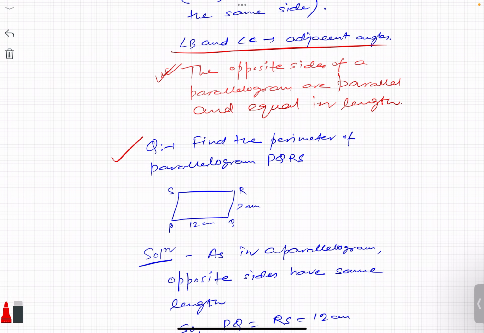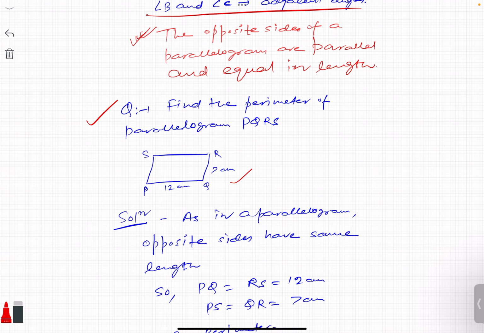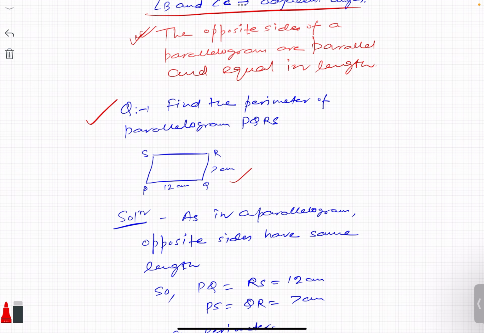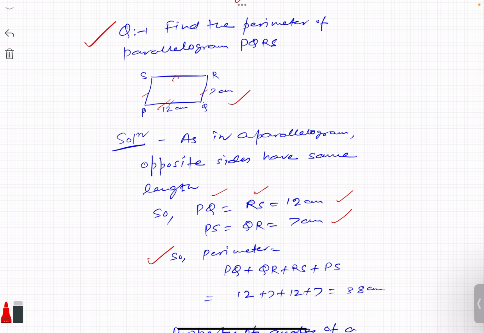Question number 1. Find the perimeter of parallelogram PQRS. In this figure, PQ is 12 cm and QR is 7 cm. As in a parallelogram opposite sides have the same length, PQ is equal to RS and PS is equal to QR, that is 12 cm and 7 cm. So the perimeter is the sum of all four sides, PQ plus QR plus RS plus PS, which is 38 cm.